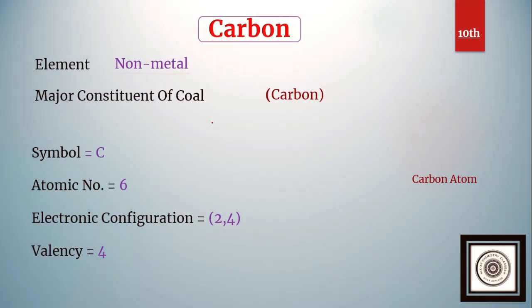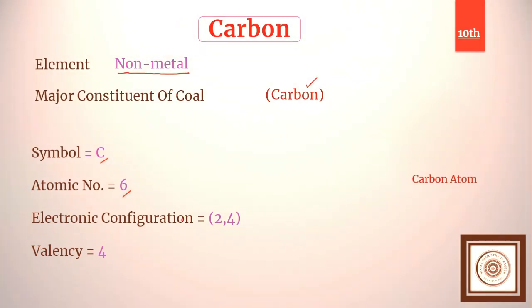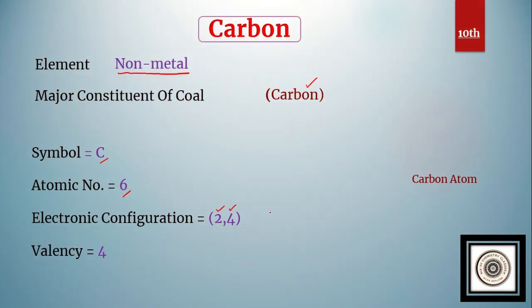Carbon is a non-metal. In your grade 9, you have already studied that. So carbon belongs to the non-metal category. It's a major constituent of coal. Its symbol is C. Atomic number is 6. That means it has 6 protons in its nucleus and 6 electrons revolving outside the nucleus. Its electronic configuration, that is the distribution of electrons among different shells, is 2 and 4. That means in the first shell, that's K, 2 electrons are there, and in the second shell, 4 electrons are there. As the last shell is the L shell, it has 4 electrons in it. It means that its valency is 4.